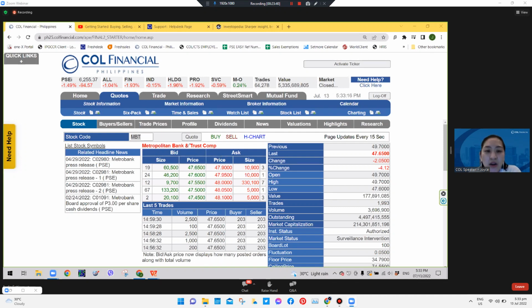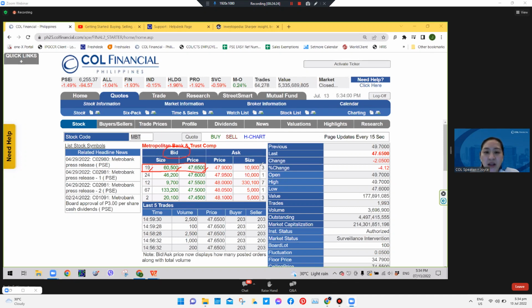Okay, so here, let's go first to the bid column. So this is the green column here. So here, bid column. Bid is another term for buyers. Okay, so these are the buyers here. Let's take a look at what we call the best bid price. So that will be the first row here. Okay, so this is how you read it. There are 19 investors buying 60,500 shares altogether, meaning all of them added up, that's 60,500 shares, and they want to buy it at 47 pesos and 65 cents. Okay, 47 pesos and 65 cents.